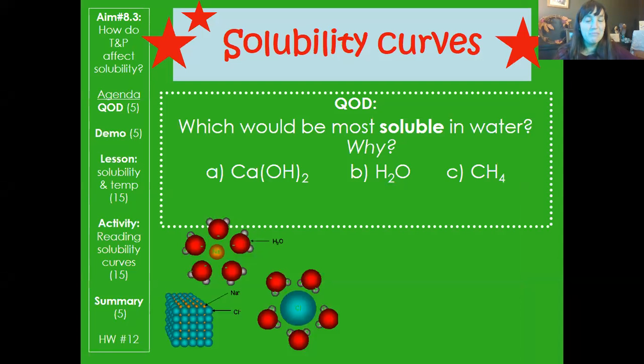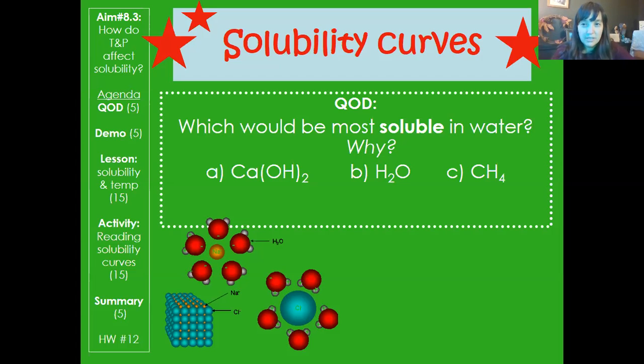Okay, so today's aim is 8.3, how do temperature and pressure affect solubility? I'm going to try to do a little demo here over video and the lesson, and then homework is homework 12. So the question of the day is about the lesson from yesterday, which would be most soluble in water and why? So we've got three options: calcium hydroxide, water, and CH4, methane.